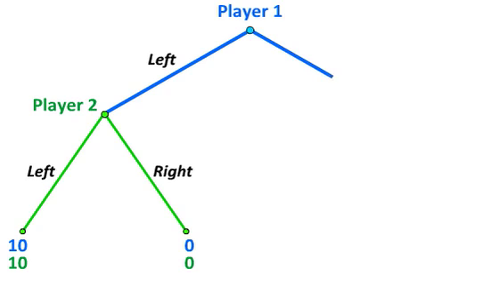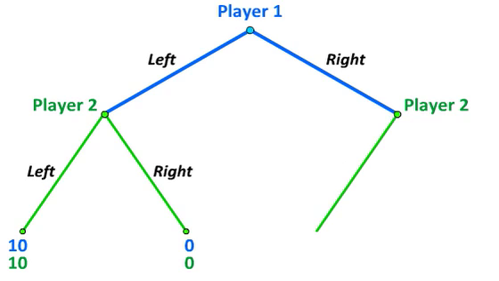Instead of choosing left, player 1 could have chosen right in the first stage of the game. Player 2 would then make her decision from an information node where she knows that player 1 has chosen to drive on the right side of the road. Player 2 can then again choose whether to drive on the left or on the right.